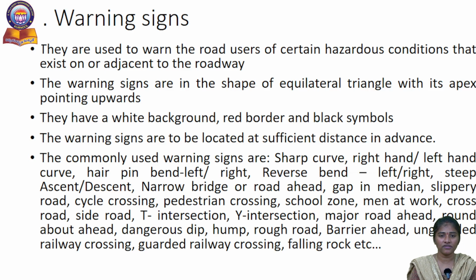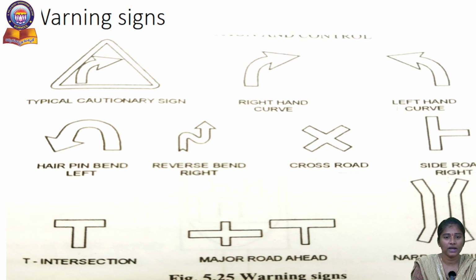The warning signs are to be located at sufficient distance in advance. Some of the commonly used warning signs are sharp curve, right hand curve, left hand curve, hairpin bend curve right, then a reverse bend curve. We see all those things in the next slide. These are examples of some warning signs.